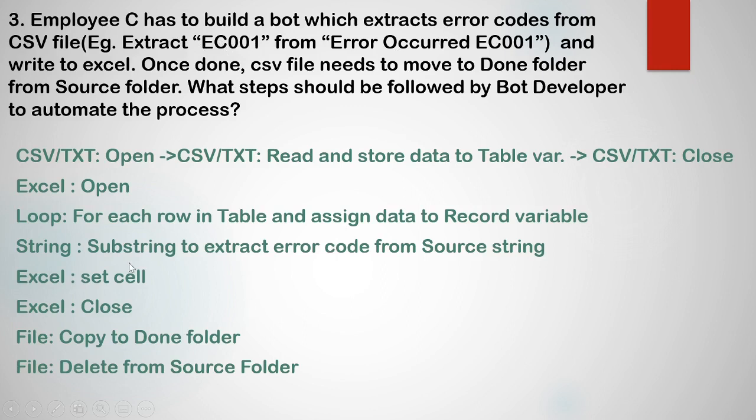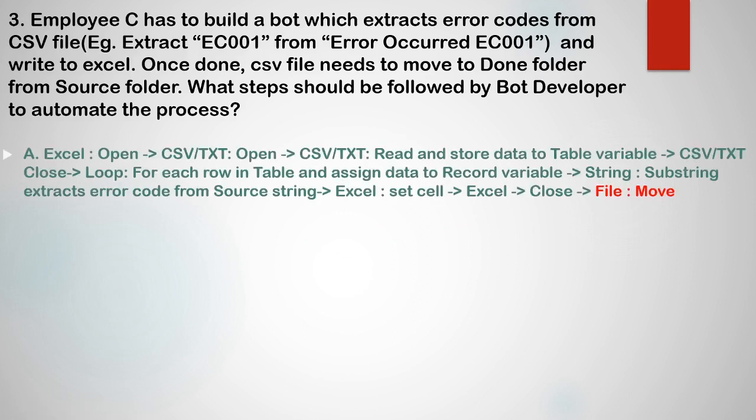Once the code is extracted, we will use the set cell action from the Excel package to set the error code in the Excel. And once the loop is over, we are going to close the Excel. Now since the question also demands to move to the done folder, move the CSV file to the done folder from the source folder. So I have used here the copy action from file and the delete action from file. So we'll copy the CSV file to the done folder and we'll delete the file from the source folder.